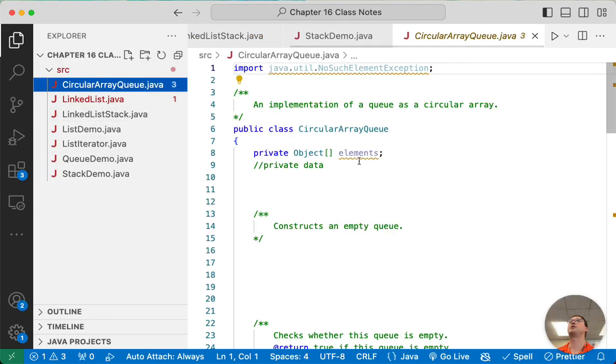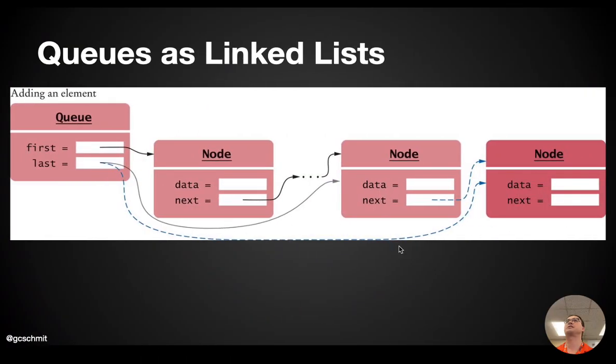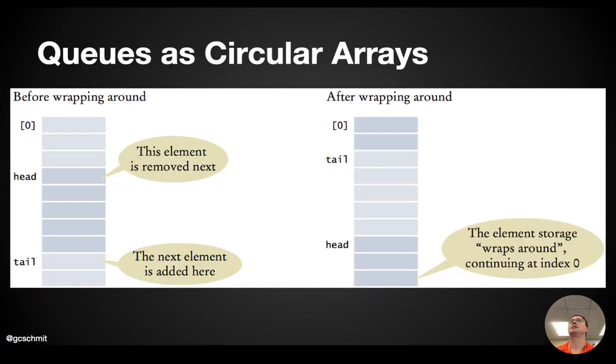We're going to be writing code here in what's called a circular array queue. But first, let's look at a picture. So here's my picture of a circular array queue. Rather than using a linked list, we're now going to use an array. So in this example, we have a capacity for 1, 2, 3, 4, 5, 6, 7, 8, 9, 10 elements. So we can fit 10 elements in our queue.